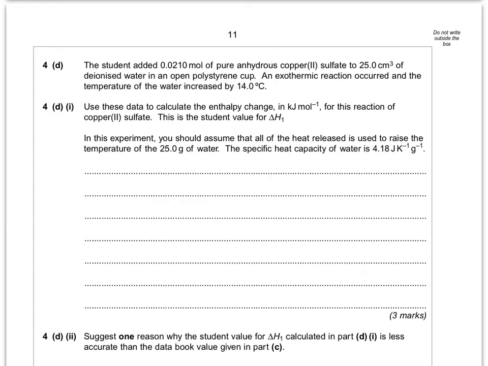So we've got another energetics question. This requires you to use Q equals mc delta T. So the student added 0.0210 moles of pure anhydrous copper sulfate to 25 centimeters cubed of deionized water in an open polystyrene cup. An exothermic reaction occurred and the temperature of the water increased by 14 degrees. Use these data to calculate the enthalpy change in kilojoules per mole for the reaction of copper 2 sulfate. This is the student value for delta H1. In this experiment, you should assume that all the heat released is used to raise the temperature of 25 grams of water. So first mark is for Q equals mc delta T.